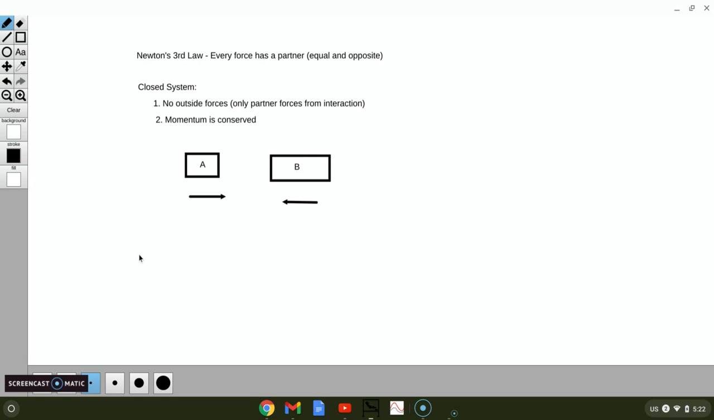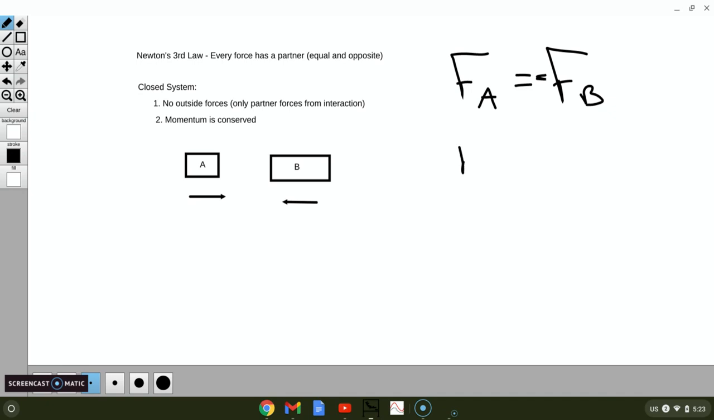So what Newton's third law tells us is that the force of A on B is going to be equal to the force of B on A, but in opposite directions, which means that one of them has to be negative. So the force of A is going to be equal to the negative force of B. Now, how does this apply to momentum? Well, if you think about it, the collision, that interaction, is going to happen at the same time for both objects. Object A is going to hit B at the same time B hits A. It's going to take the same amount of time.